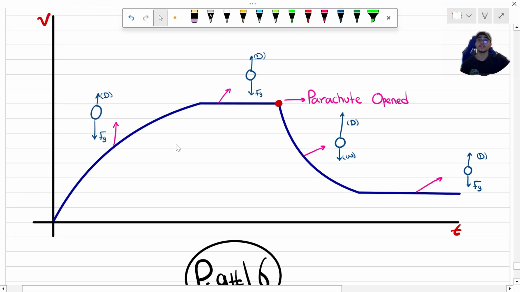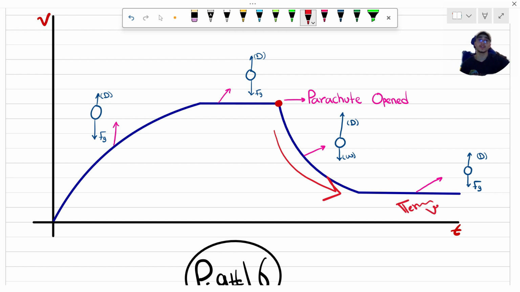This is the graph representing free fall acceleration, where drag is equal to Fg. Then drag is greater than Fg when the parachute is open, and you're slowing down because drag is greater, and you reach a new terminal velocity by the end.